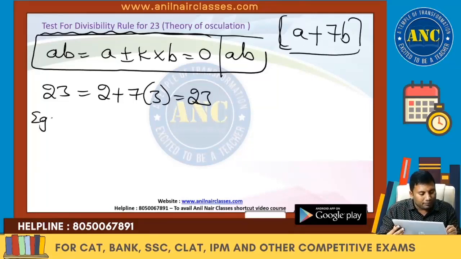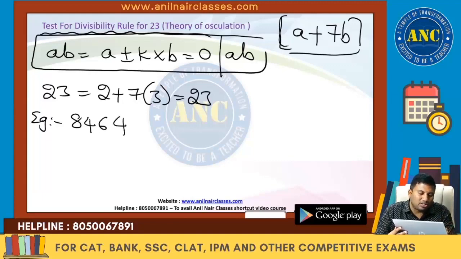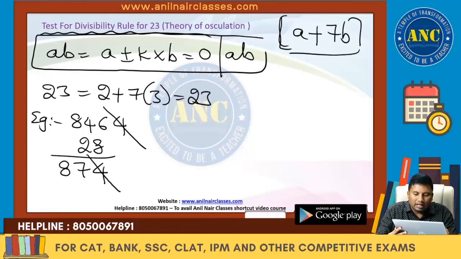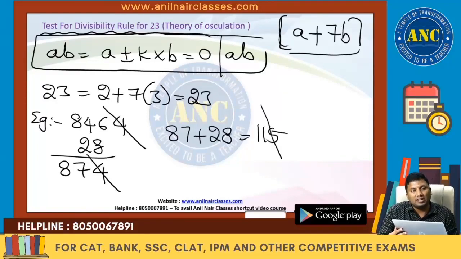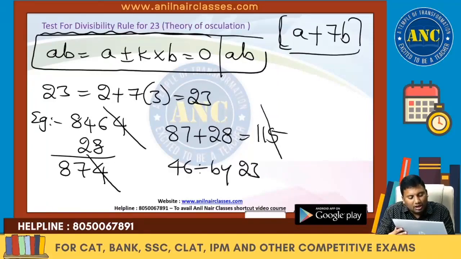For example, take 8464. A plus 7b: take the unit digit, multiply by 7. 4 7s are 28, so 846 plus 28 is 874. Take the unit digit, multiply by 7. 7 4s are 28. 87 plus 28 is 115. Take the unit digit: 7 5s are 35 plus 11, 46. 46 is divisible by 23. So 8464 is divisible by 23.